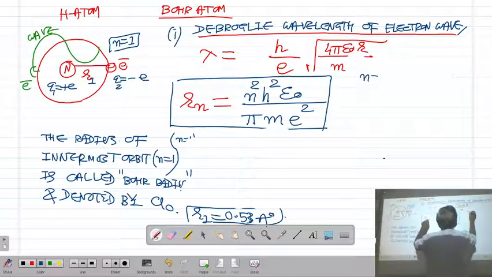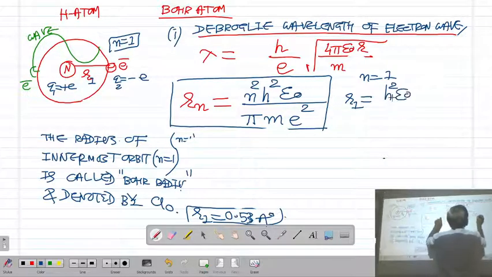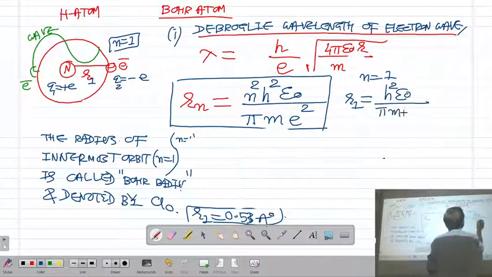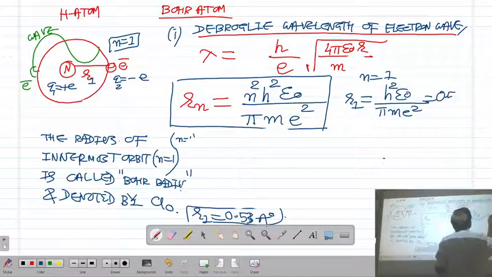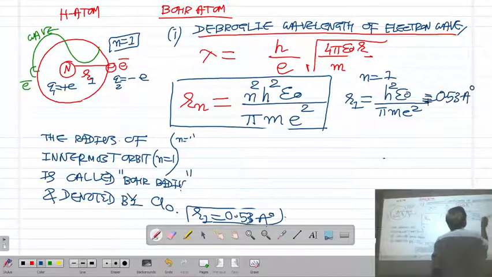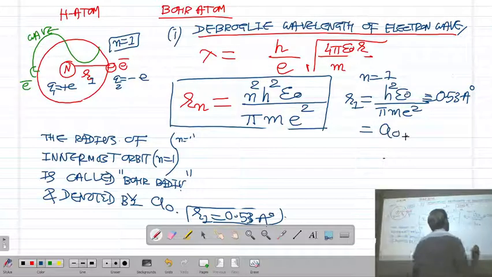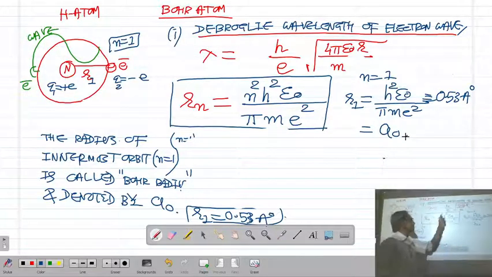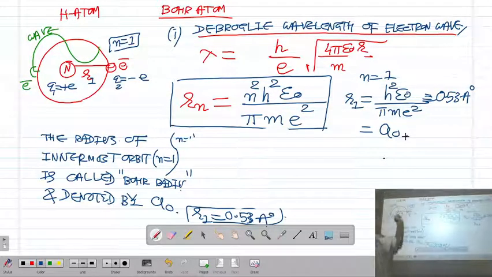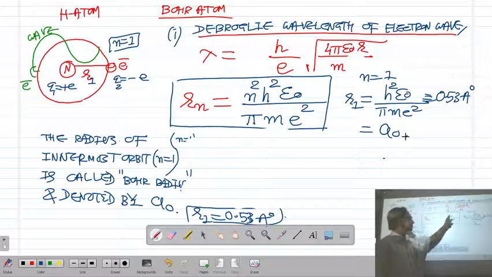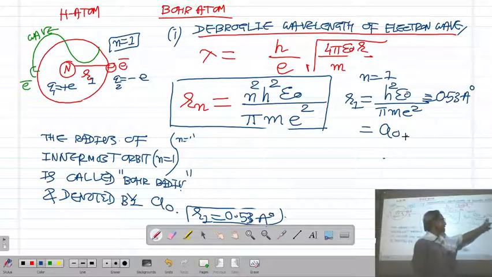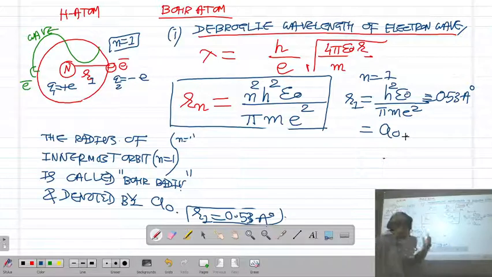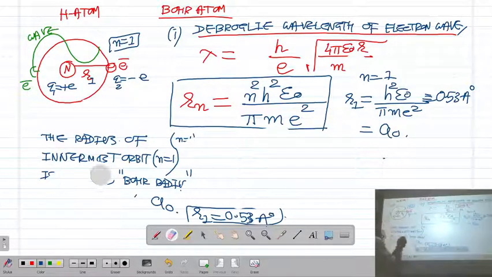If you put n is equal to 1, then R1 is equal to h square epsilon 0 upon pi m e square, and its value is 0.53 angstrom. This radius is known as the Bohr radius A0. So R1, with n is equal to 1, the radius of the innermost or smallest ground state orbit of the electron around the hydrogen nucleus, is called the Bohr radius A0, and its value we have calculated as 0.53 angstrom.